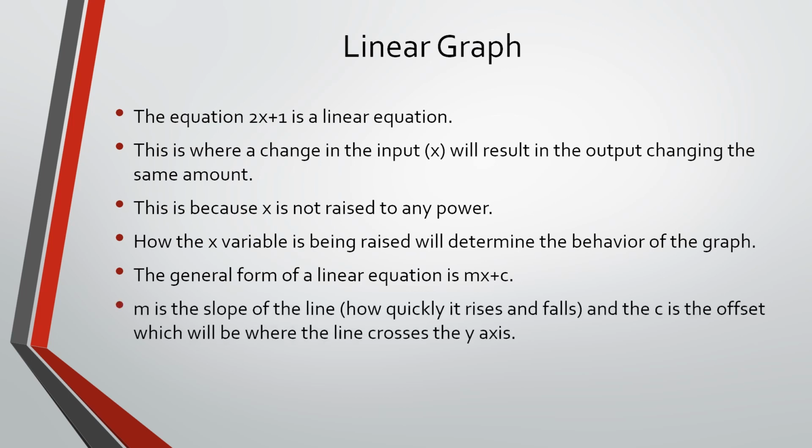M is typically called the slope, which is how quickly it rises and falls, and C is the offset, which is where the line crosses the y-axis. So we'll look at some linear graphing here.